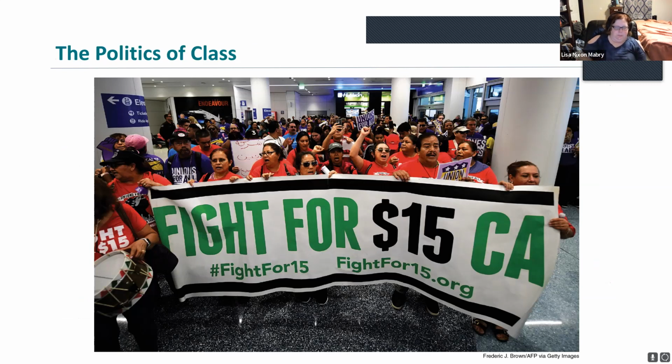So this picture says the fight for $15. It's a nationwide effort to increase the minimum wage to $15 an hour. First gained traction in 2013, increasing public awareness of income inequality in the United States. By 2020, many states had increased their minimum wage above the federal minimum wage, but few had reached the $15 threshold that workers had protested for.